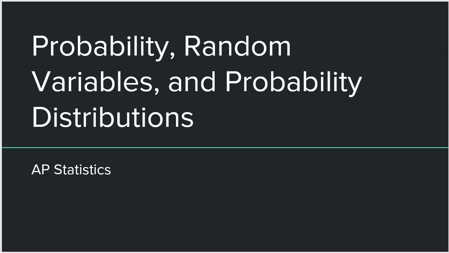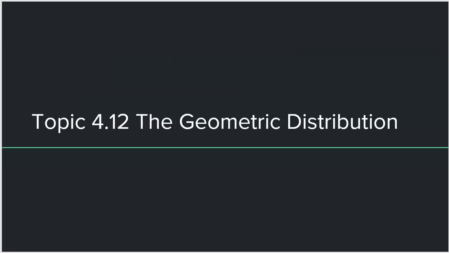All right, welcome to Unit 4 on Probability, Random Variables, and Probability Distributions. In this video, we are going to tackle topic 4.12, the geometric distribution. And yes, this is the final topic of Unit 4. It's like the never-ending unit, just keeps going and going. Definitely the biggest unit of the entire year. So let's just jump right into the geometric distribution.